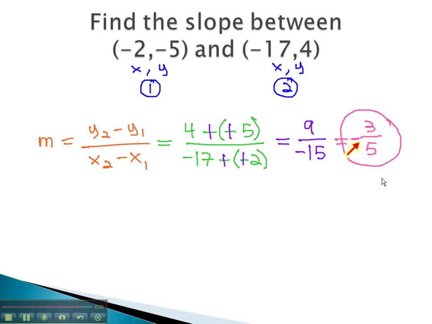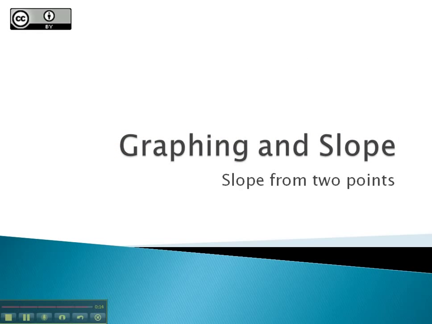This means for every 3 units the graph goes down, it will also run a horizontal distance of 5. Notice, because the slope is negative, we know this line is going downhill from left to right. Being familiar with the slope formula, y2 minus y1 over x2 minus x1, can help us find the slope of any graph.